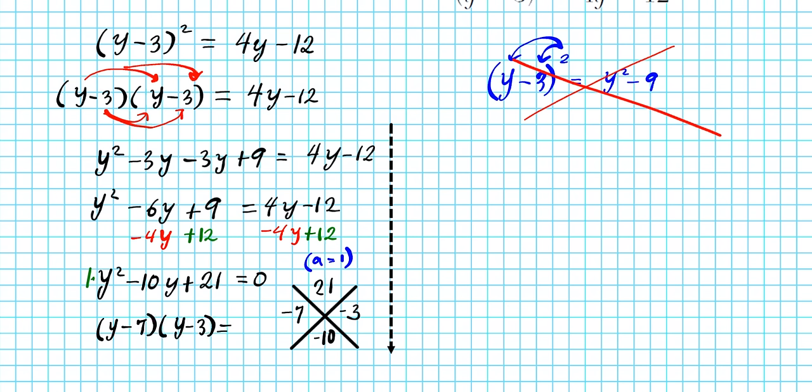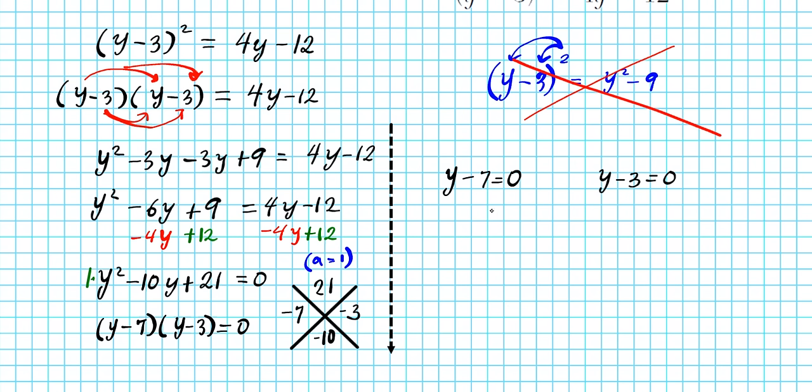3) equals 0. Now we're going to use the zero product property. If the product of two quantities is 0, that means either the first is 0 or the second is 0. Okay? Now, let's solve this.